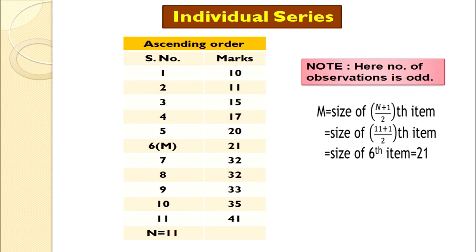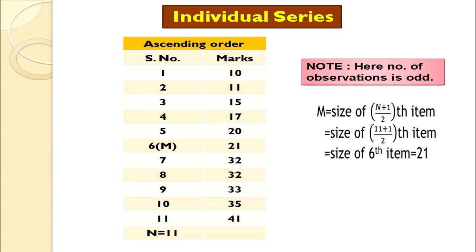Very first, here the number of observations is odd. So, there is no problem as such. (11 plus 1) by 2th item. Why? Because median size is equal to (n plus 1) by 2th item. (11 plus 1) by 2th item gives the 6th item. Now, the next step, locate the 6th value in the marks. The 6th value goes with 21 marks. So, our median is 21 marks.